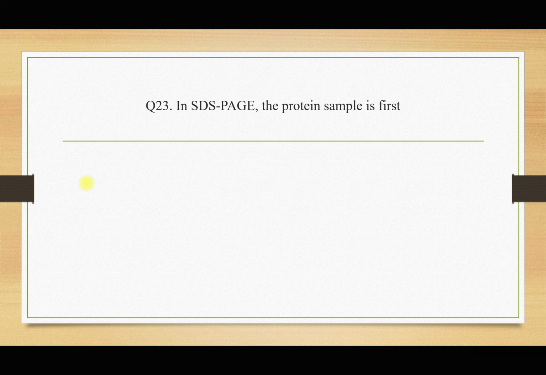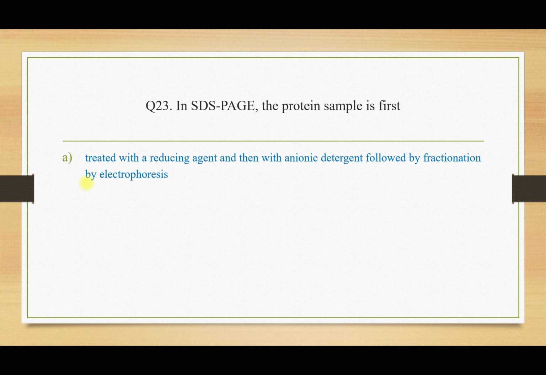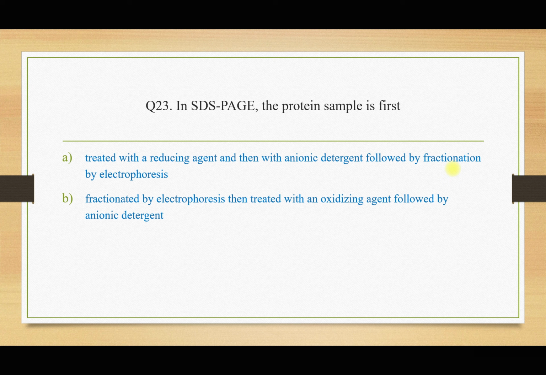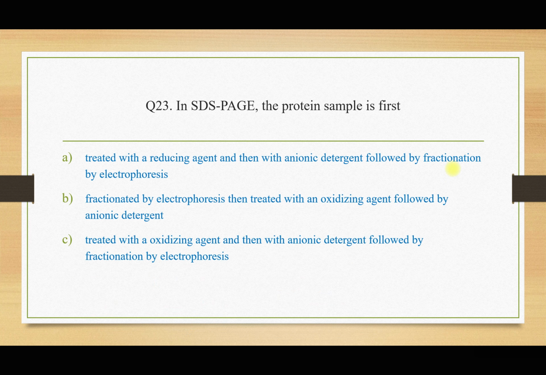Question number 23. In SDS-PAGE, the protein sample is first, A, treated with reducing agent and then with anionic detergent followed by fractionation by electrophoresis. B, fractionated by electrophoresis, then treated with an oxidizing agent followed by the anionic detergent. C, treated with an oxidizing agent and then with the anionic detergent followed by fractionation by electrophoresis. D, none of the above. So here the correct option is A. It is treated first with the reducing agent like mercaptoethanol and then with the anionic detergent like SDS, then it is fractionated according to the size.